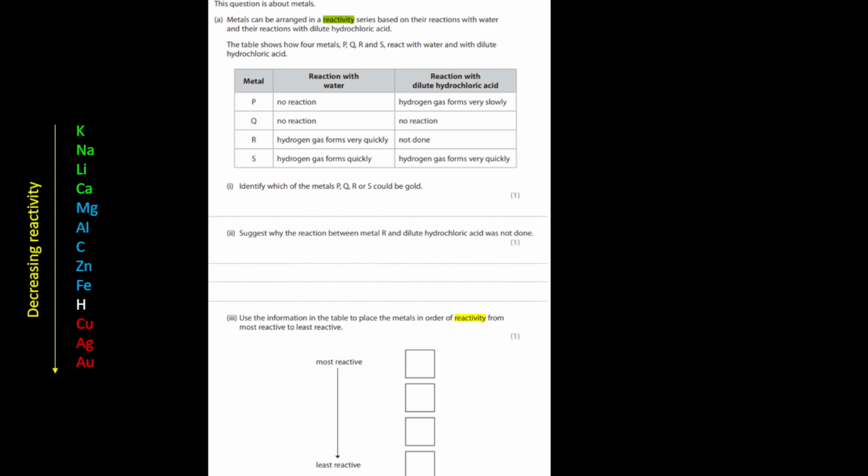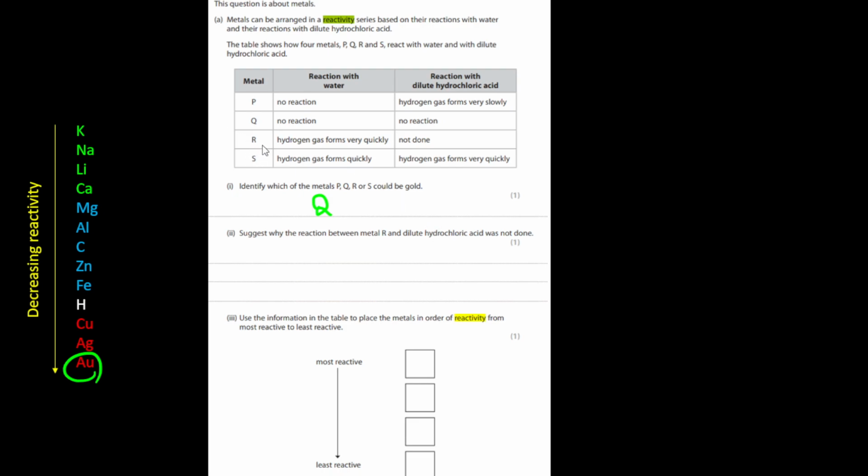Alright, pause the video and try to read the question first. Alright, so I'm gonna do it. Identify which element could be gold. So gold is low in the reactivity series, meaning that it's not going to react with water or acid. So it's not going to react with water, it's not going to react with acid, so my answer is Q here.